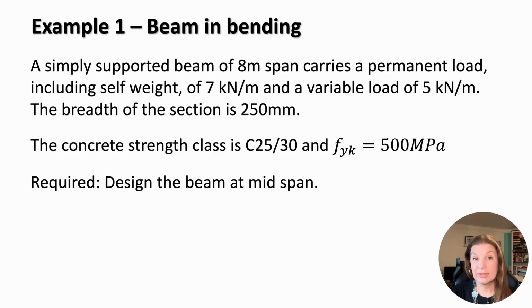For our first worked example, we'll design a simply supported beam subjected to uniformly distributed loading. The beam spans 8 meters and carries a permanent load including self-weight of 7 kN per meter, together with a variable load of 5 kN per meter. The section breadth is 250 millimeters. We'll be using concrete of strength class C25/30, and the reinforcement has a characteristic yield strength of fyk equals 500 megapascals. Our aim is to design the beam at mid-span.